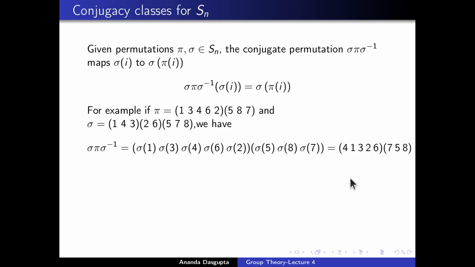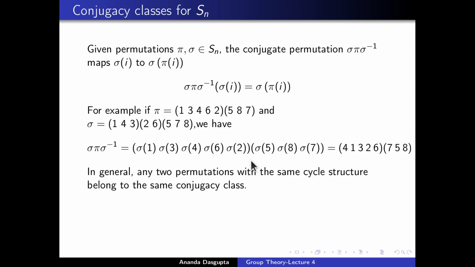But what is very important is this. Sigma pi sigma inverse, of course, is an element of Sn which is conjugate to pi. And notice, pi had a 5 cycle and a 3 cycle. Sigma pi sigma inverse also has a 5 cycle and a 3 cycle. It will take just a moment's thought to understand that this has to be the case. Since sigma pi sigma inverse maps sigma i to sigma pi i, the cycle structure of pi and the cycle structure of sigma pi sigma inverse have to be the same.